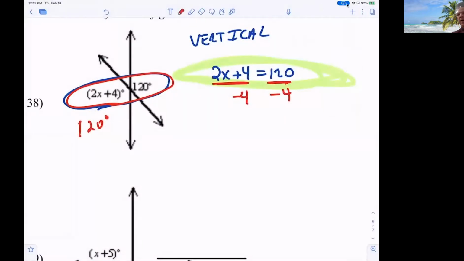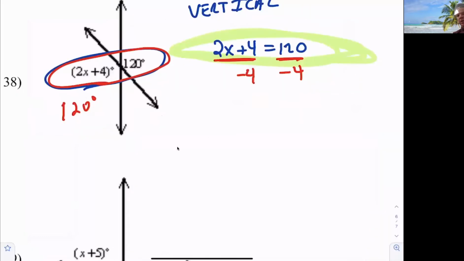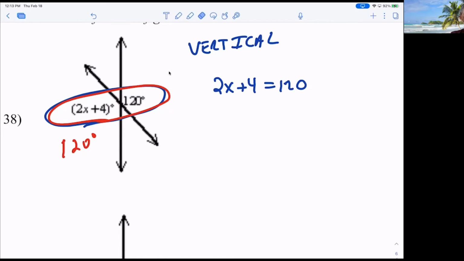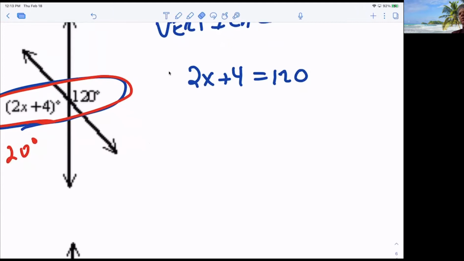Okay, so KK, I'm agreeing this is a little different, okay? But I'm asking you a question. Do you see how they're vertical? You said they were equal, right? So we just said 2x plus 4 equals 120. Does that make any sense? Now we're solving this equation. It's been a little while. That's okay. How do I undo plus 4? Subtract 4. So put a minus 4, minus 4. What's 120 minus 4, KK?